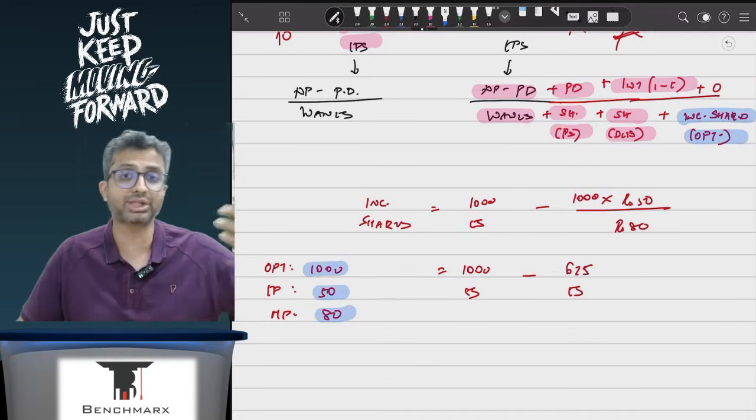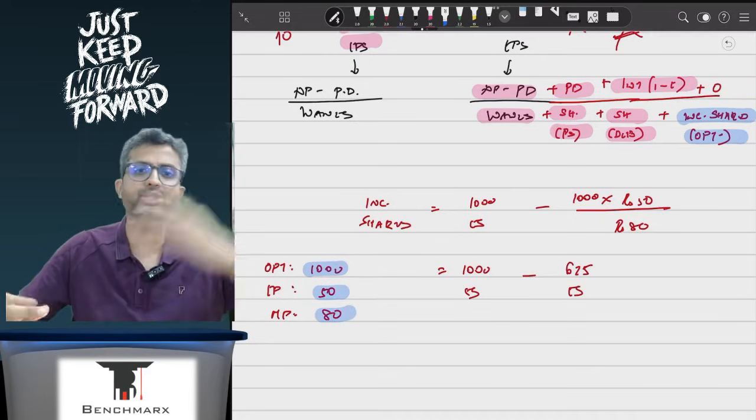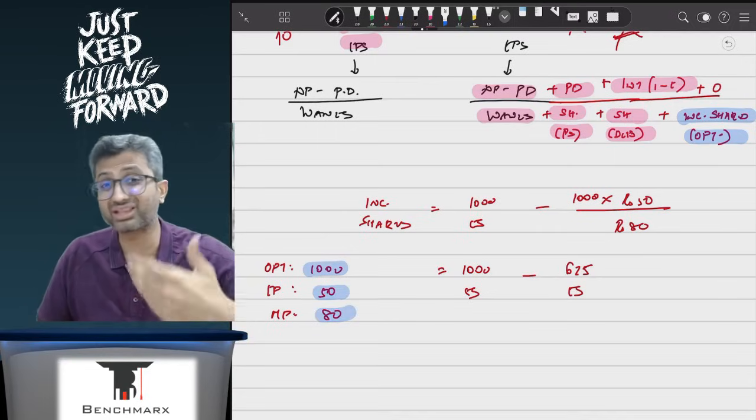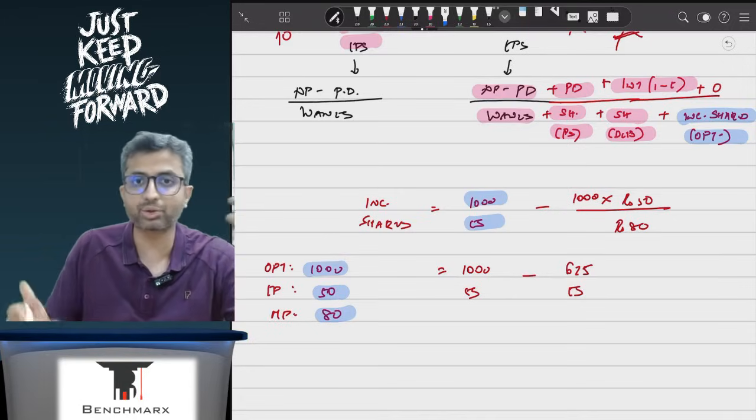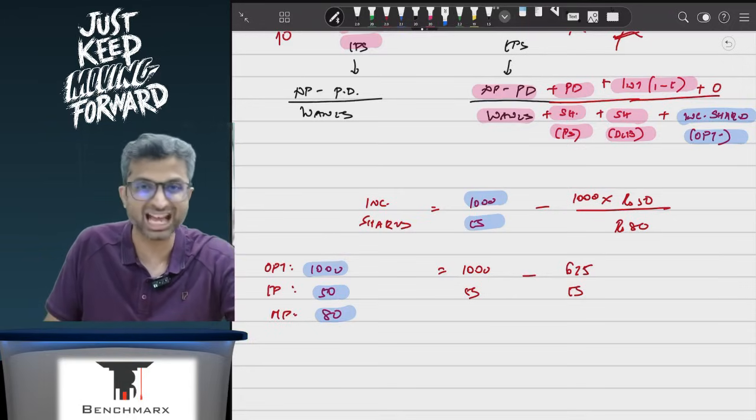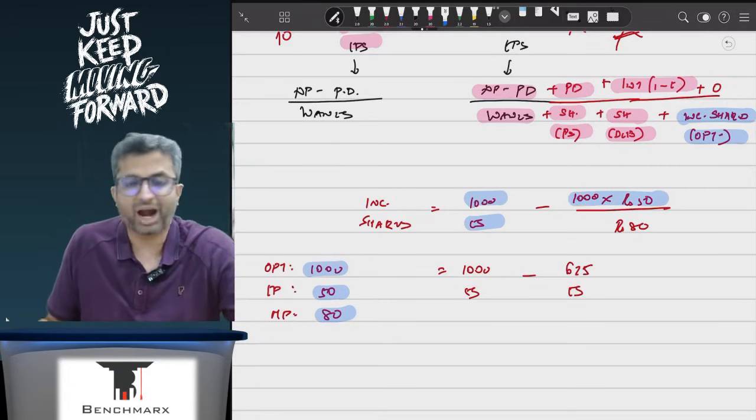For example, say there are 1000 options and the exercise price is 50, and the market price today is 80. If these options were converted at the start, then 1000 new shares are going to be issued. However, against that, I'll get 1000 into 50, that is equal to 50,000 rupees as consideration, which I don't know what I'm going to do with.